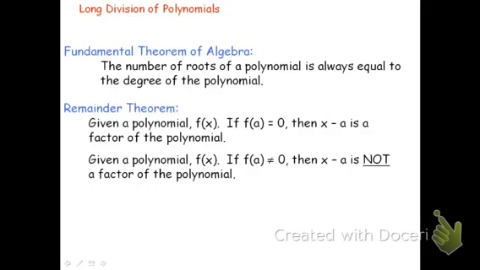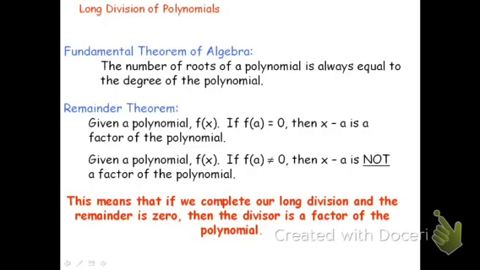This means if I have some polynomial f of x, and I substitute 3 in, and I get that f of 3 is 0, then x minus 3 has to be a factor of the polynomial. If I substitute 5 into the polynomial, and f of 5 does not equal 0, then that cannot be a root, which means that the factor cannot be x minus 5.